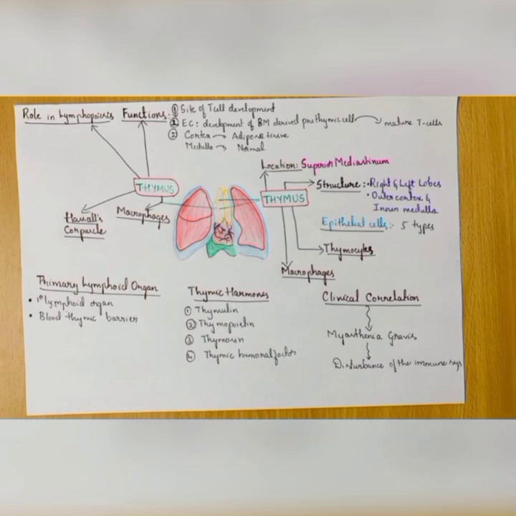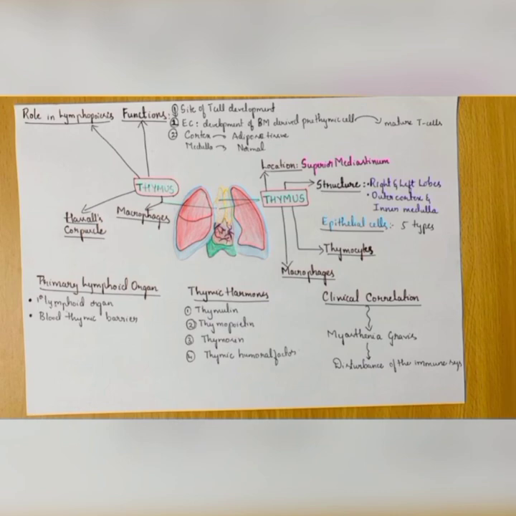Epithelial cells of the thymus. They are also called epitheliocytes. There are 5 types. Type 1 epitheliocytes lie on the inner aspect of the capsule, septa and blood vessels. They form the parietal layer of the blood thymic barrier. And type 2 and type 3 cells are present in the outer and inner parts of the cortex respectively.